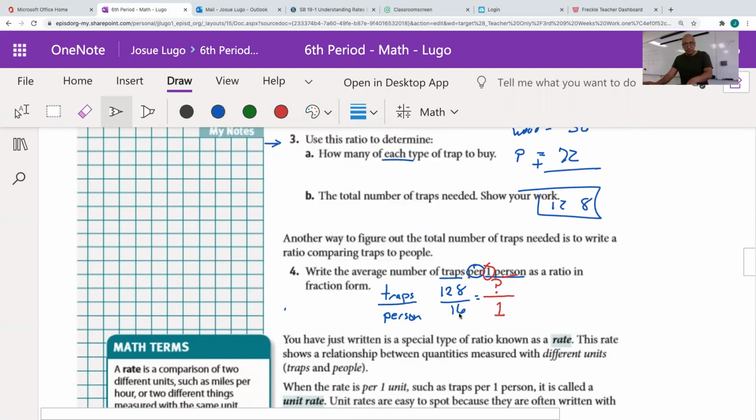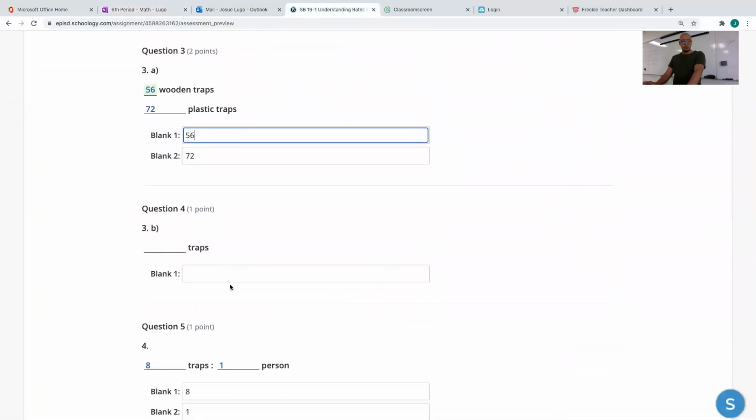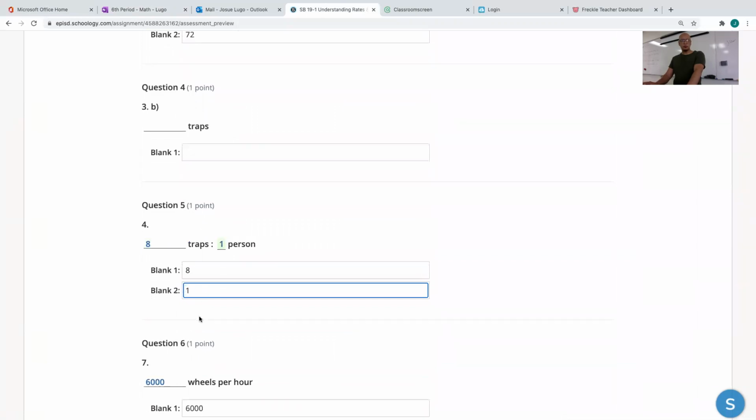16 divided by what gives you 1? Well, 16 divided by 16 is equal to 1, right? So if I'm dividing the 16 by 16, I'll have to divide the 128 by 16. So we're going to do 128 divided by 16. And ladies and gentlemen, I know that that is equal to 8. So that means that we need 8 traps per person. 8 traps per person. So that's what I have for number 4. 8 traps for 1 person.